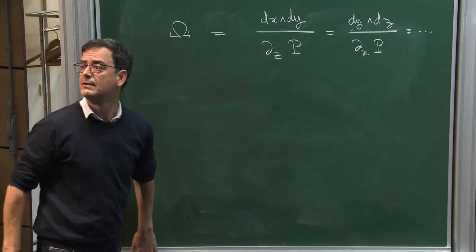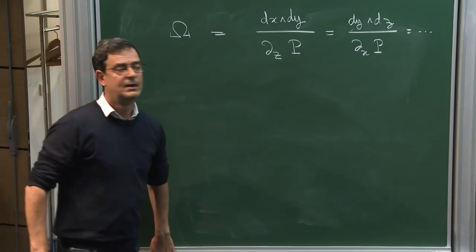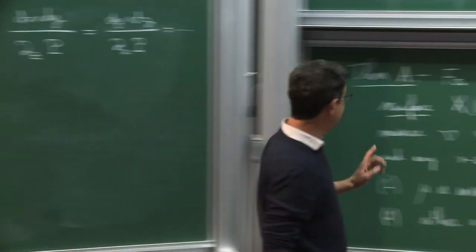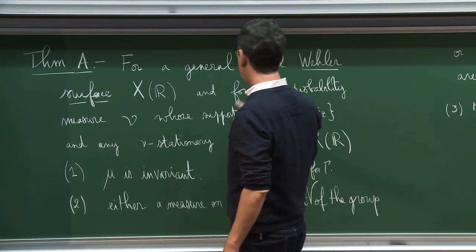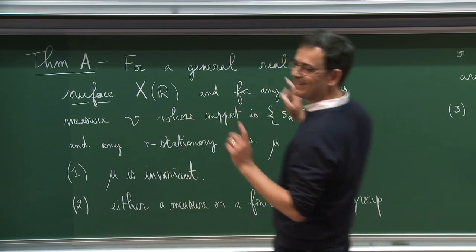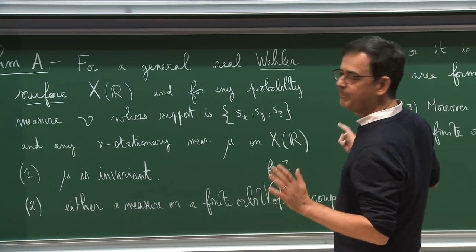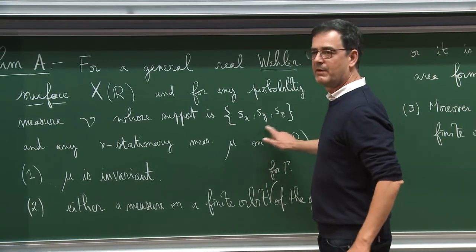Question? Yeah. What is the full automorphism group? So here it depends on P. If you take a very general, generic P, it's exactly the group generated by my three involutions. Okay.